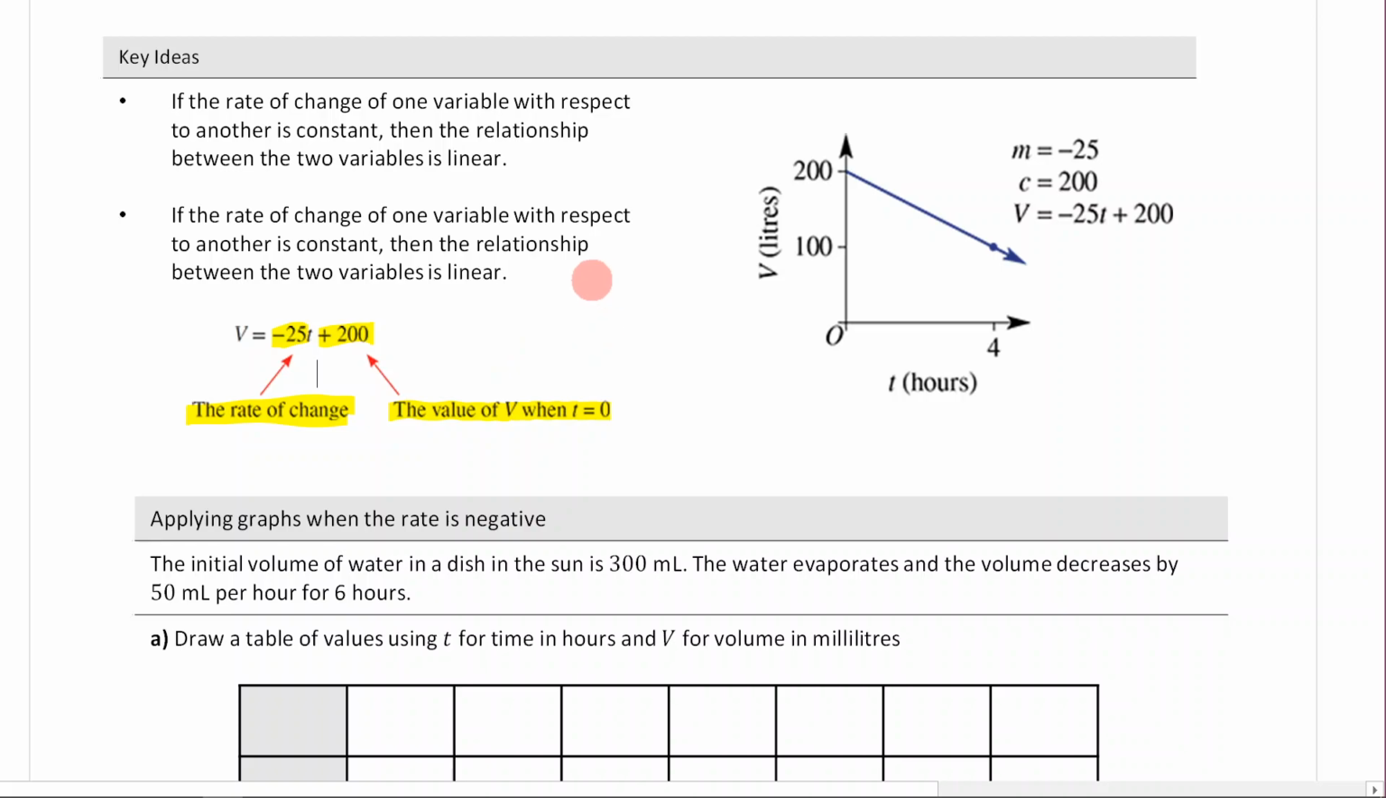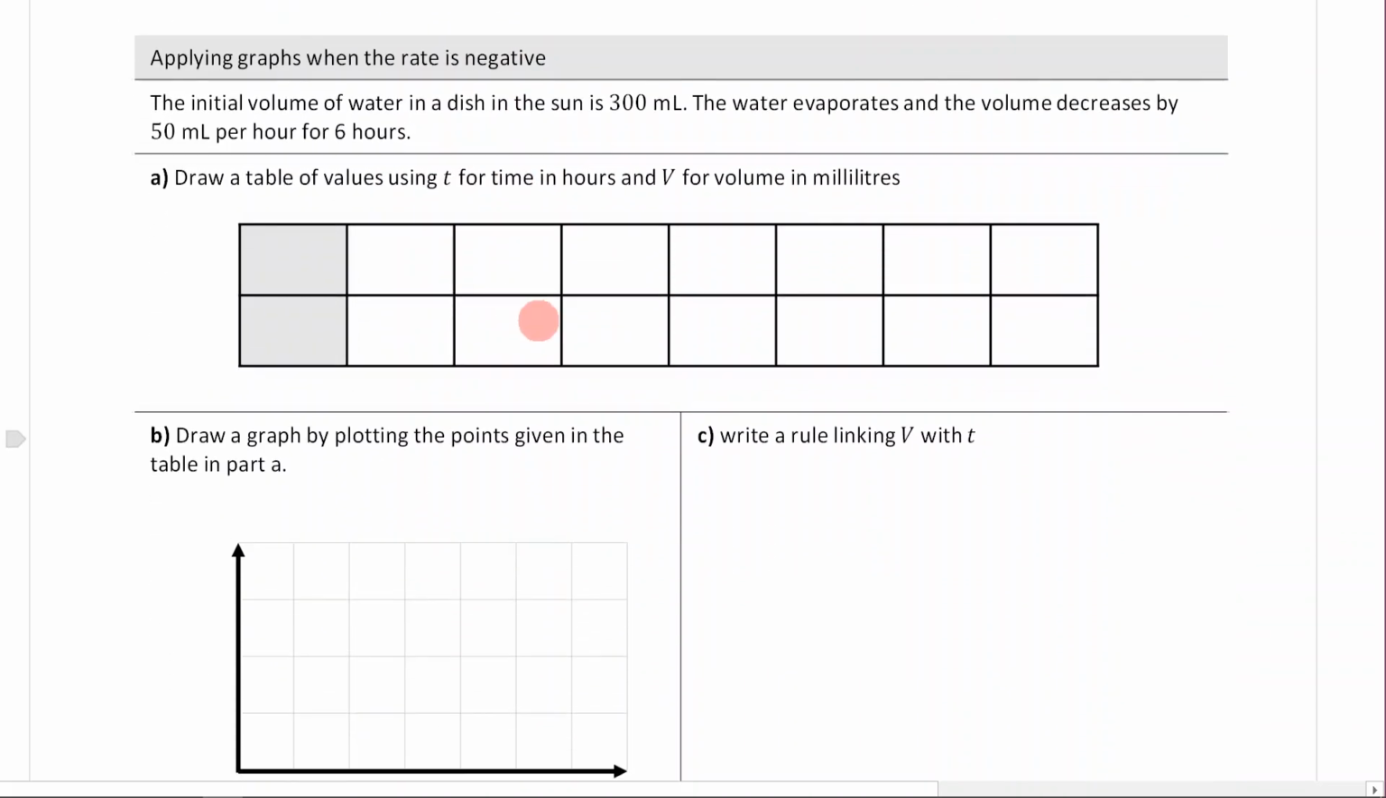You can come back and read these key ideas in your own time. It's more helpful for us if we just work through an example here. So let's talk about this example, and hopefully the key ideas, when you go back and read it later, will make a bit more sense. All right, so let's go through this example here. It says, the initial volume of water in a dish in the sun is 300 milliliters. The water evaporates and the volume decreases by 50 milliliters per hour for 6 hours.